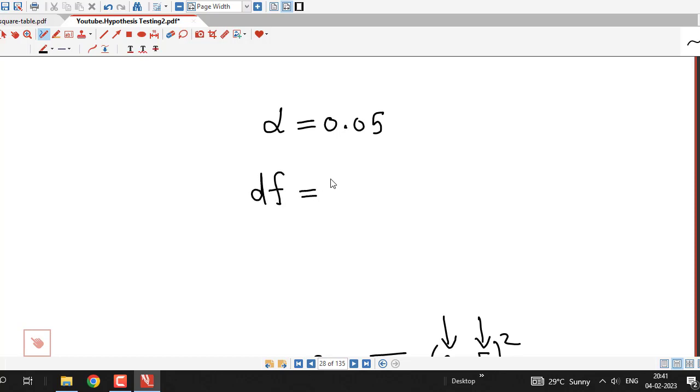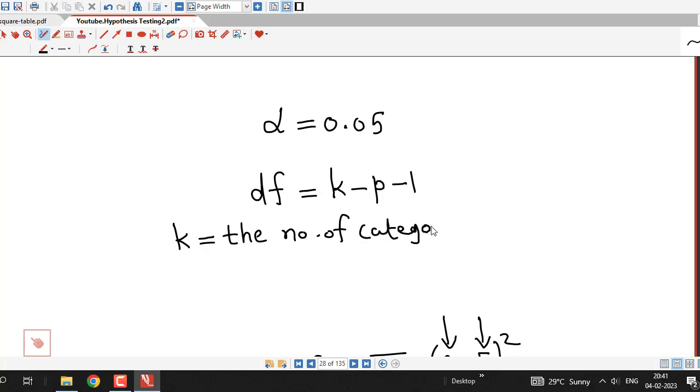So degrees of freedom are given by this formula, k minus p minus 1. Now what is k? K is the number of categories or classes. Suppose we have different groups or different class intervals, then that number of class intervals or number of groups is denoted by small k here.